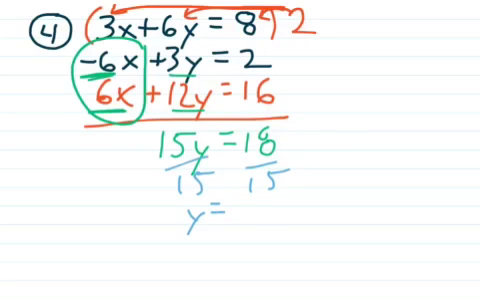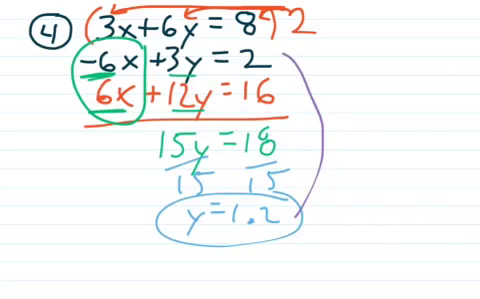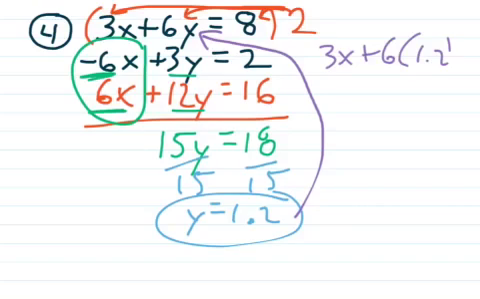And y equals 1.2. Yes, we ended up with a decimal answer, but that happens a lot when you do enough math. So now what? Well, hopefully you now know I'm going to take that 1.2 and substitute it in. I'm going to use the first equation. So I'm going to put it right in there, and I'm going to end up with 3x plus 6 times 1.2 equal to 8.